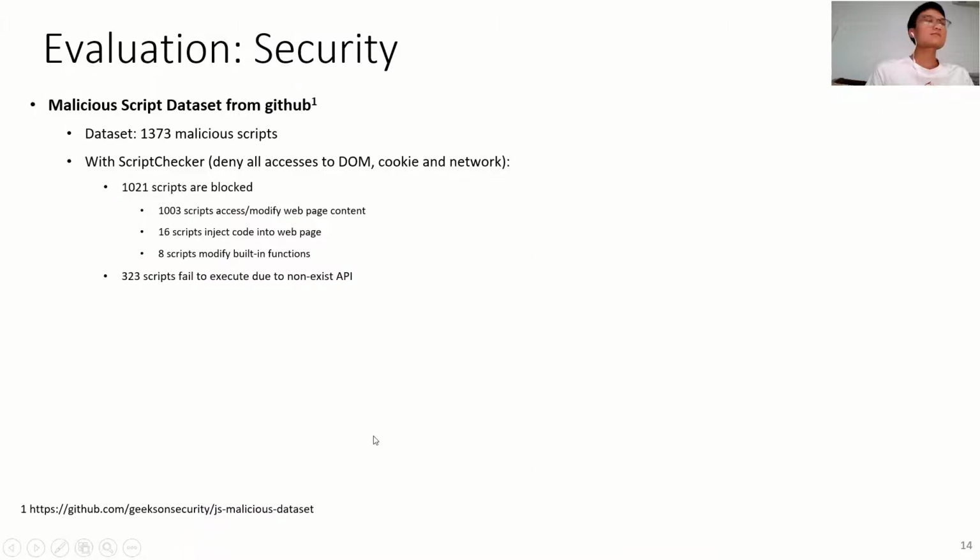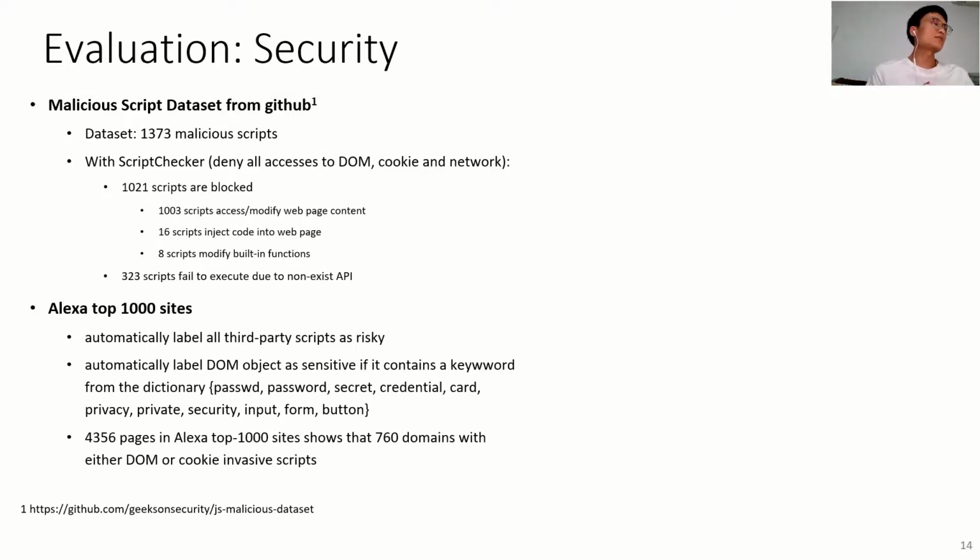And finally, when the developer wants to invoke a risky function, she needs to use our newly added APIs. We evaluate our security achievements using the ScriptChecker. The first experiment uses a dataset from GitHub, which includes 1,322 malicious scripts. For each script, we build a web page and assign the most restrictive privilege to it, that is, no DOM, cookie, and network access. The results show that 1,022 scripts are blocked, and the remaining 300 scripts fail to execute due to non-existent APIs.